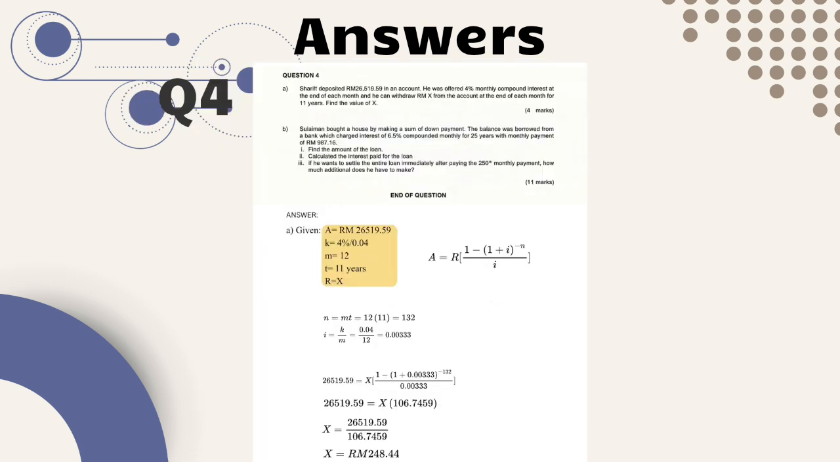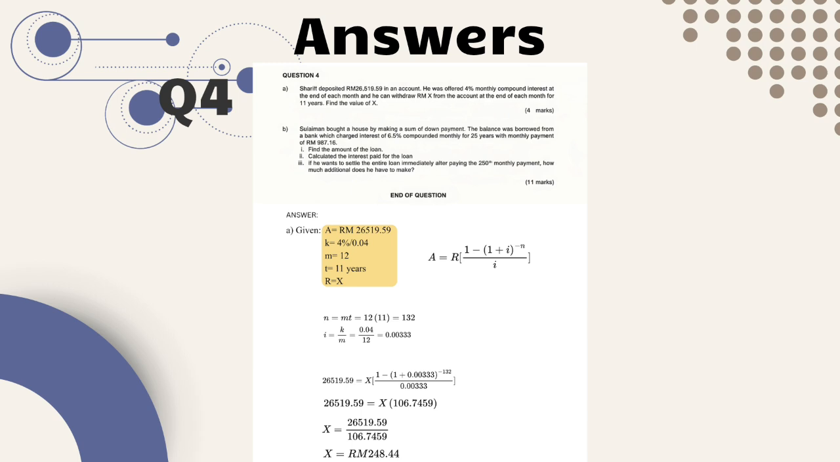For question 4a, Sharif deposited 26,590 ringgit 59 cents in an account. He was offered 4% monthly compound interest at the end of each month, and he can withdraw X ringgit from the account at the end of each month for 11 years. Find the value of X.